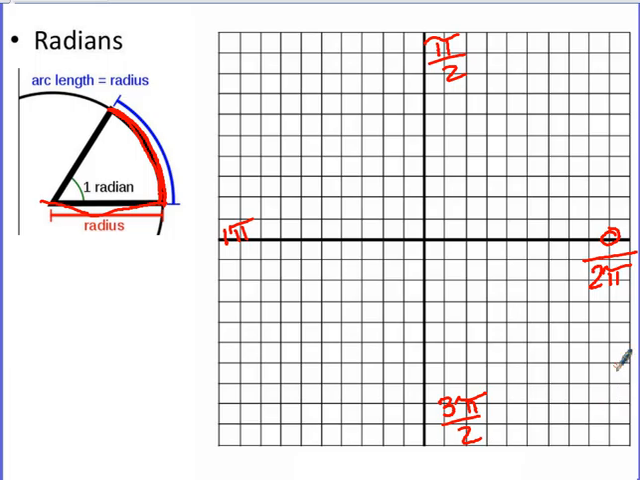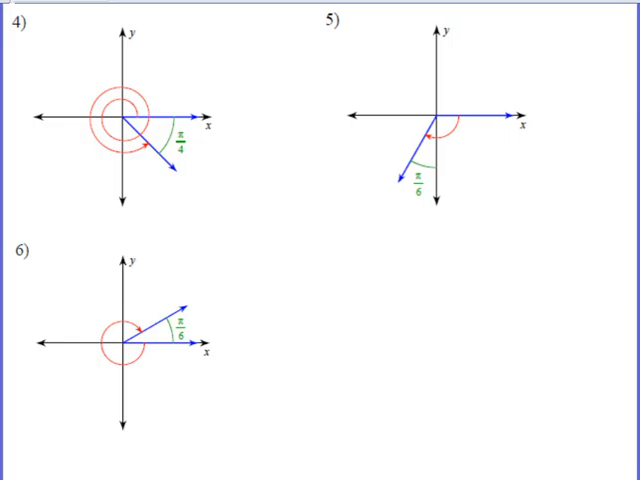So these are values that you need to memorize. The quadrantal angles in radians would be 0, pi over 2, pi, 3 pi over 2, and then a full circle is 2 pi radians. So now we're going to go back and do some of those examples that we skipped because they're measured in radians. So here is example 4, where we have to measure this angle in radians.